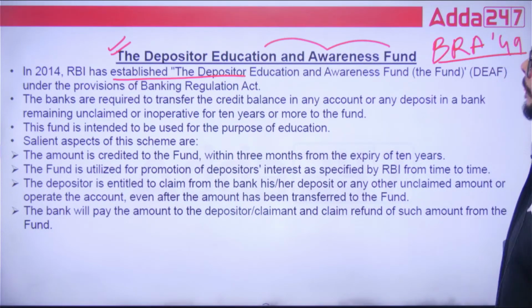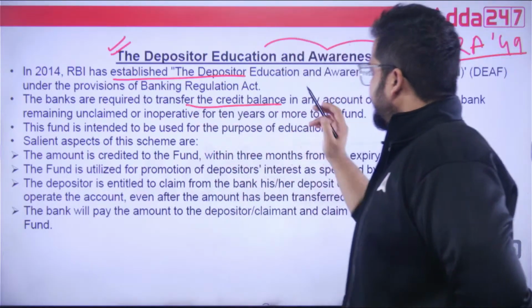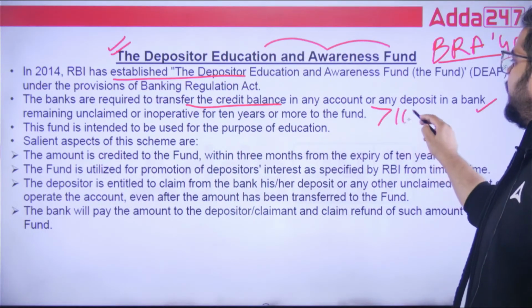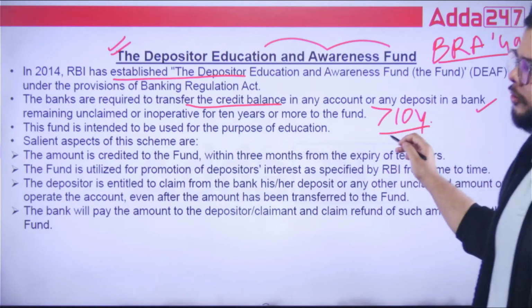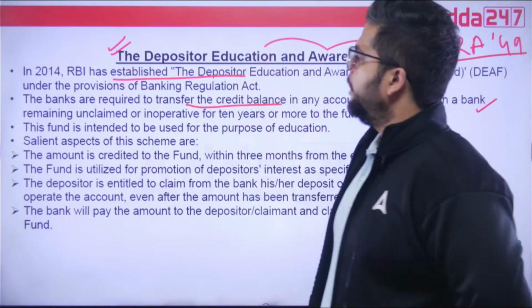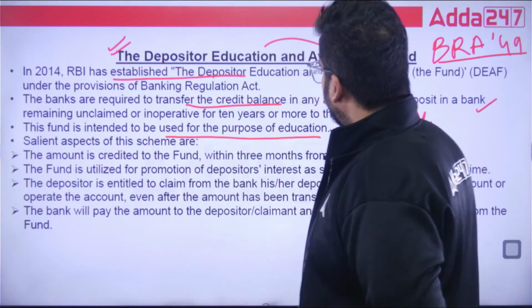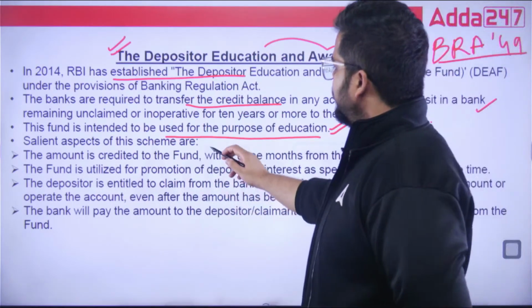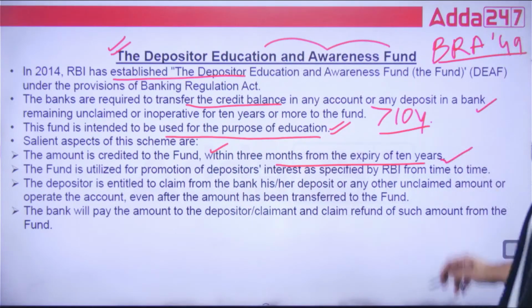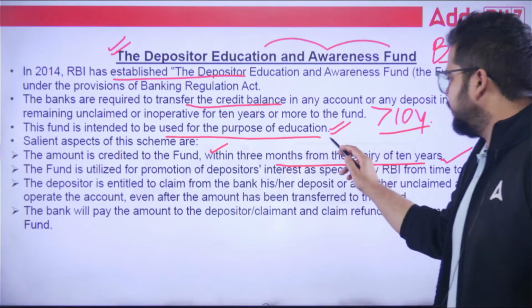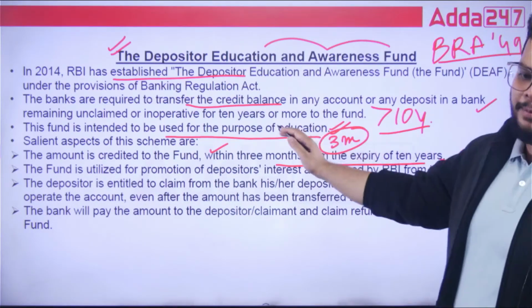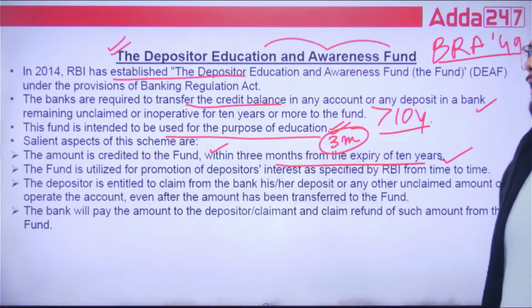Do remember this. The banks are required to transfer the credit balance in any account or any deposit in a bank that remains unclaimed or inoperative for more than 10 years. Okay, this particular amount will be transferred to this DEF fund. The fund is intended to be used for the purpose of education. Educating whom? Let's see. The amount is credited to the fund within 3 months from the expiry of your 10 years. So 3 months is the time period within which the amount held in that particular bank account will be transferred to the DEF fund.